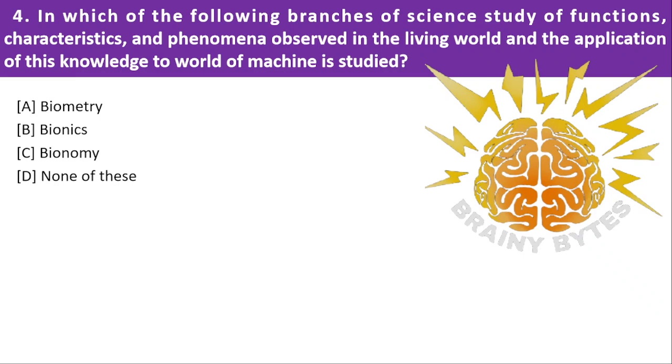Question number 4. In which of the following branches of science is the study of functions, characteristics, and phenomena observed in the living world and the applications of this knowledge to the world of machines studied? Options: A. Biometry, B. Bionics, C. Bionomy, D. None of these. Correct option is B. Bionics.